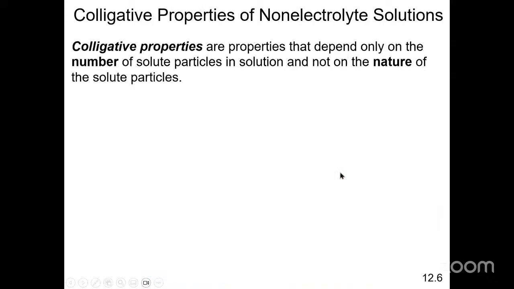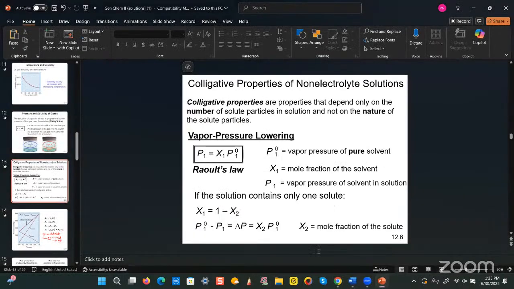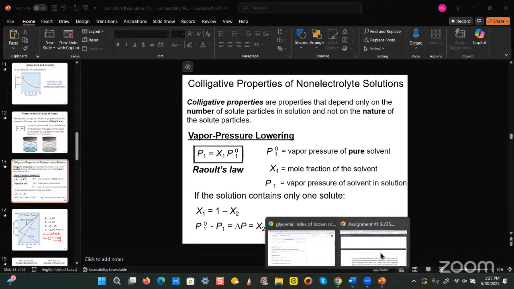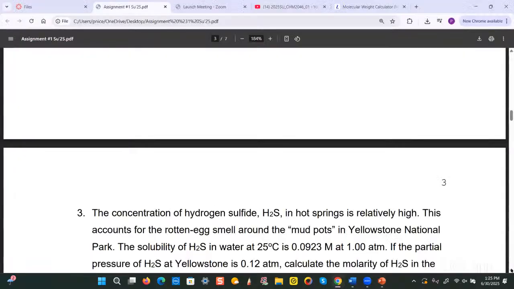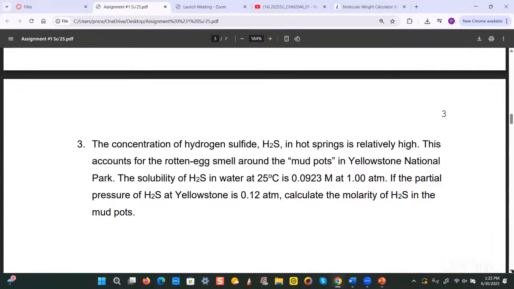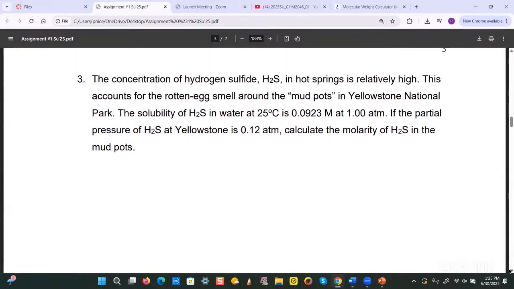Okay, so that leads us now to, going back to the assignment, question number 3. Let me remind you of the formula here, right up here: C is equal to K times P.